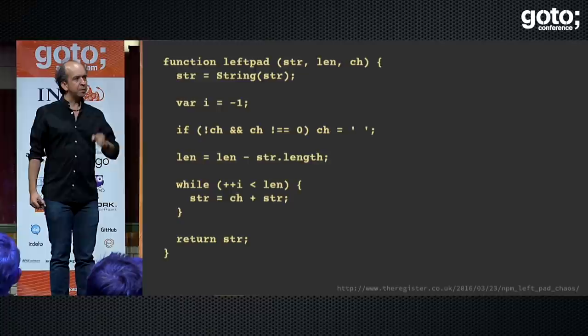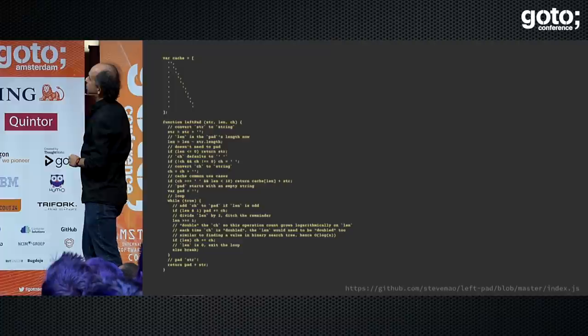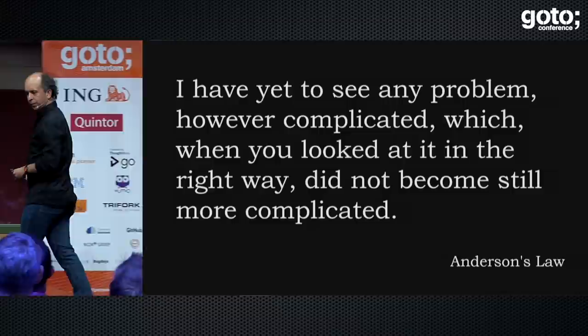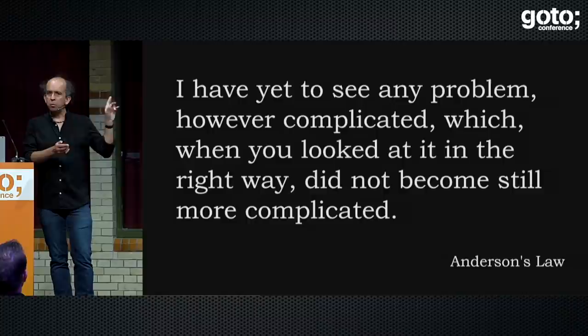When this was pulled, somebody went and replaced it with this, which actually is more complex and shows some slightly deeper misunderstandings of code, which makes me cite Anderson's law: I have yet to see any problem, however complicated, which when you looked at it in the right way, did not become still more complicated. We need to be moving in the opposite direction. But that's not why I'm here, because there wasn't really a security issue there.